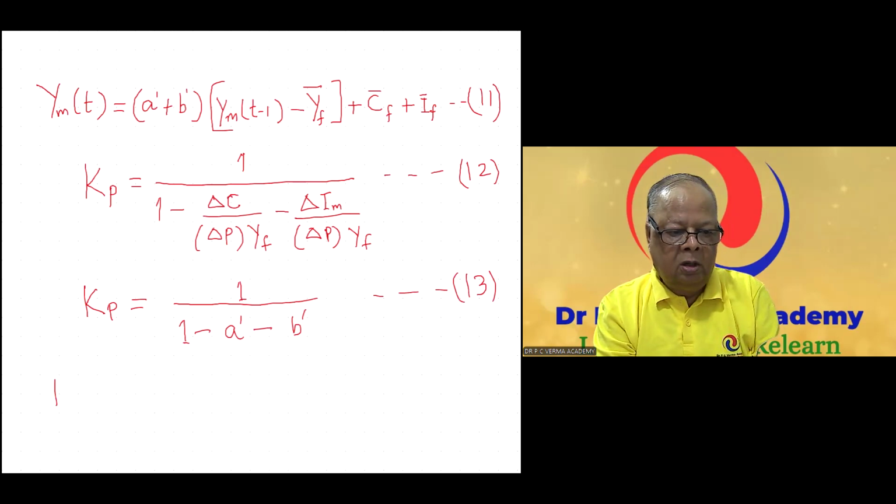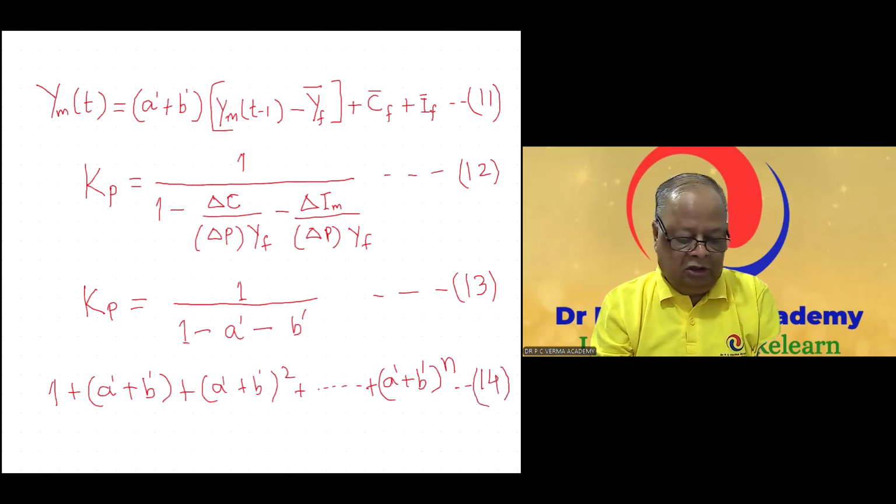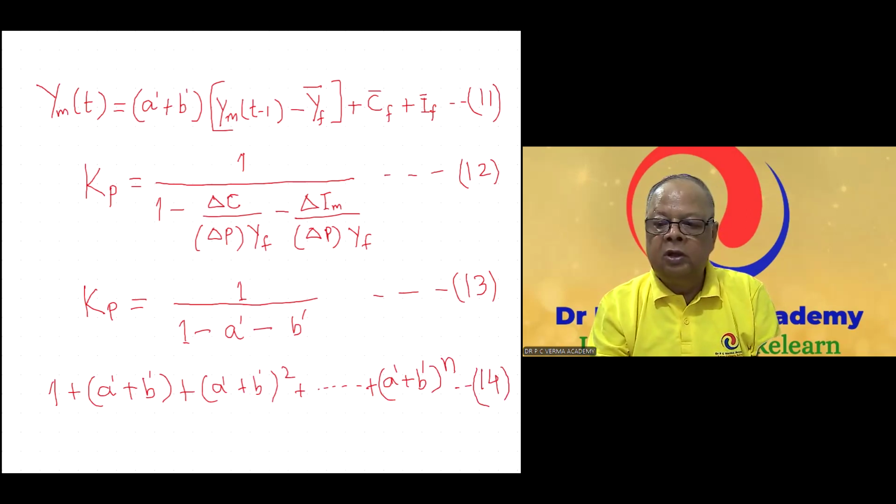One plus A dash plus B dash, A dash plus B dash square, plus A dash plus B dash N. This is the 14th equation in terms of change in different time interval, which we'll discuss.